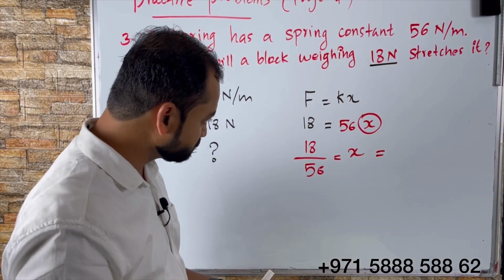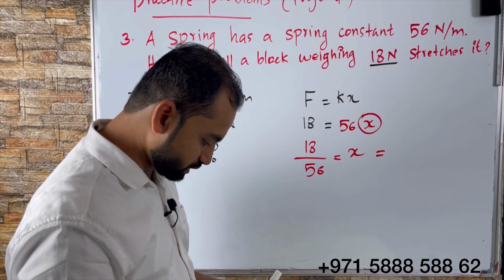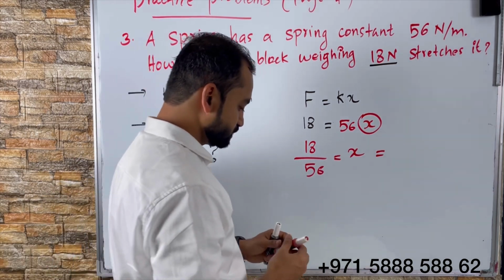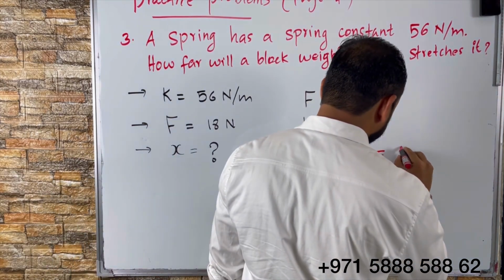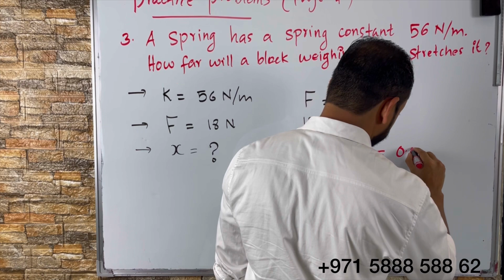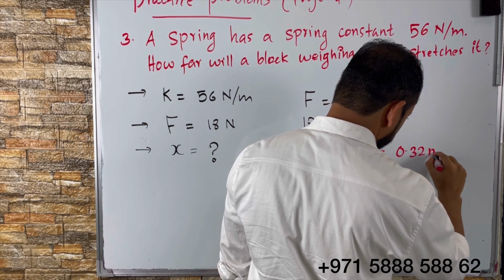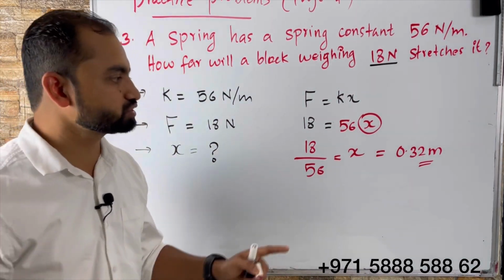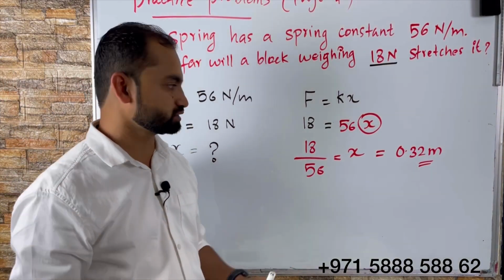How much is 18 by 56? 18 divided by 56 is equal to 0.32. So 0.32 meter is the extension in the spring. It means the length of the spring is increased by 0.32 meters.